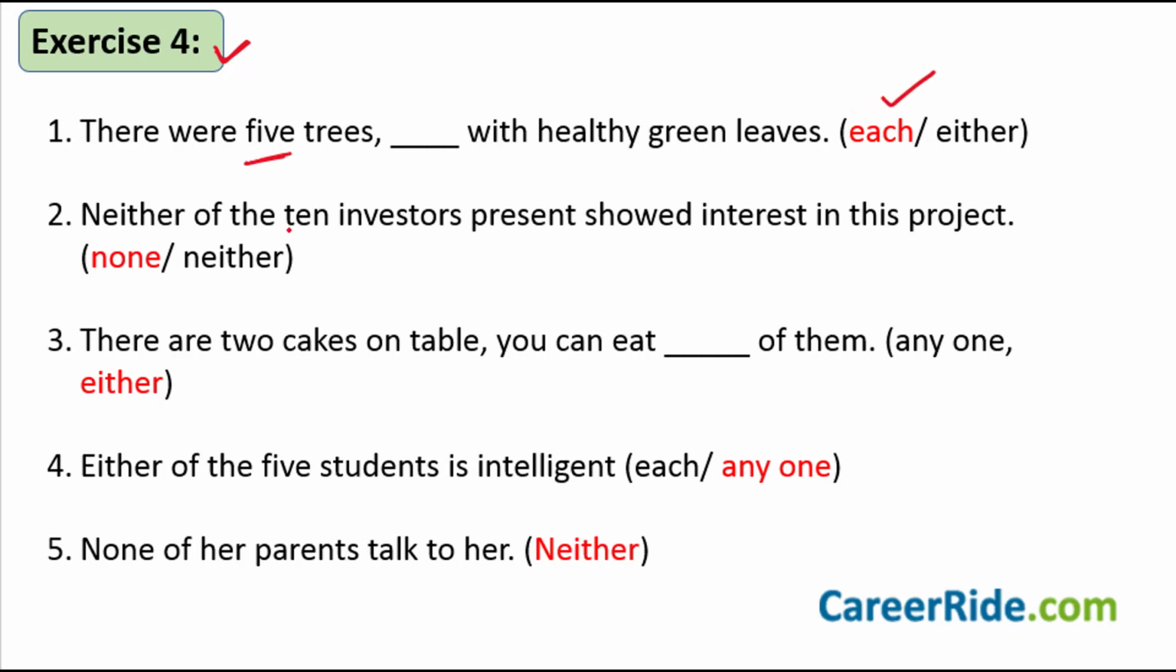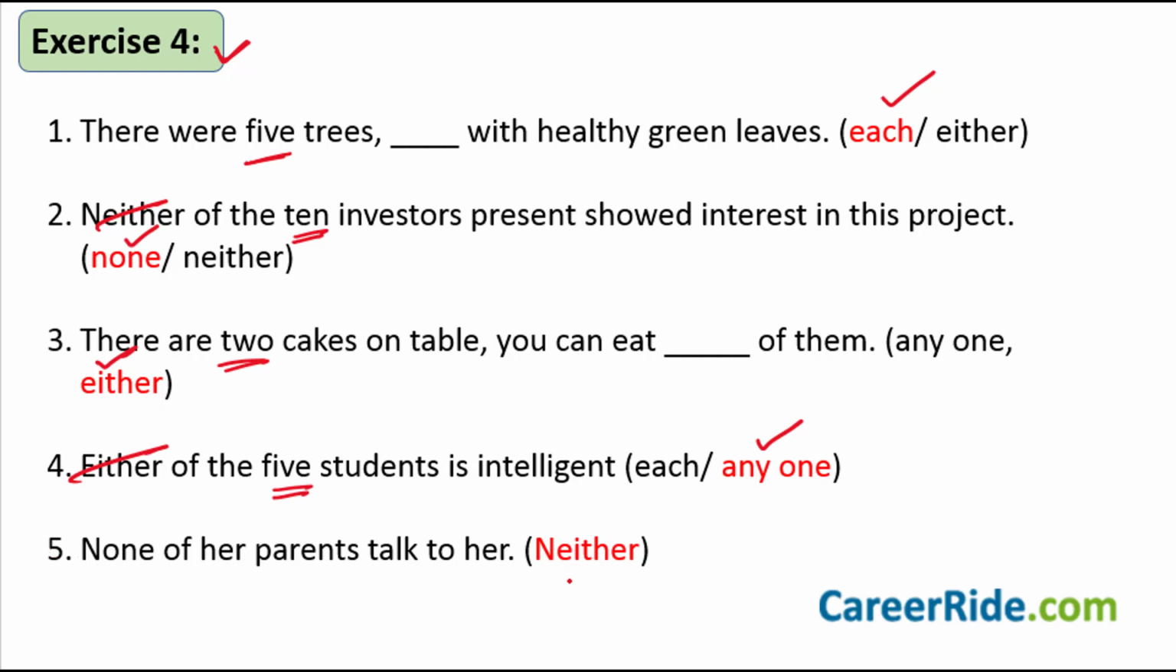Neither of the 10 investors present showed interest in this project. Neither is for 2 things or people, so not neither, it should be none. There are 2 cakes on the table. You can eat any one or either. 2 cakes, so either. Either of the 5 students. 5 students, which means this either is wrong here. It means any one.